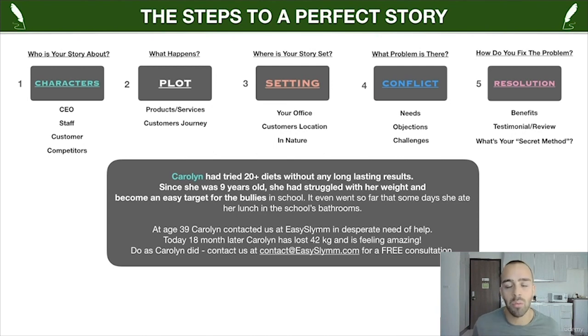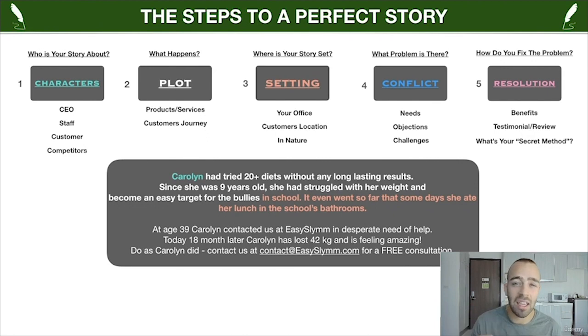And then we have the setting. Where does this story play out? Well, it plays out in the school. She even goes to the bathroom to eat her lunch, which is horrible. But you can really feel that I have thrown in some emotions here, which is really important in a story to really connect with your customer, to the people who are reading your story or your sales page, your blog post, your ad copy. You really have to dig into their emotions and try to find some empathy between you guys.